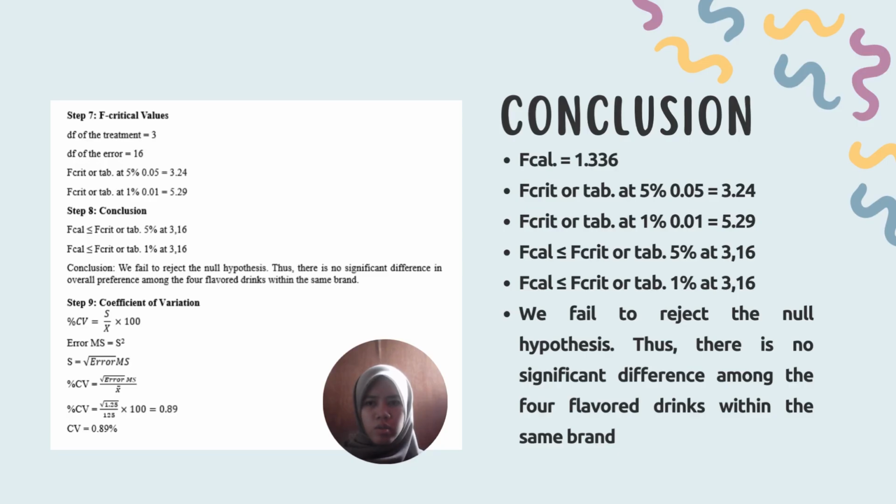The results show that the F calculated value is equal to 1.336. The F critical value from the table at 5% is equal to 3.24, and at 1% it is equal to 5.29. This can be summarized as: the F calculated value for both 5% and 1% is less than the F critical value from the table. To conclude, we fail to reject the null hypothesis. Thus, there is no significant difference among the four flavored drinks within the same brand.